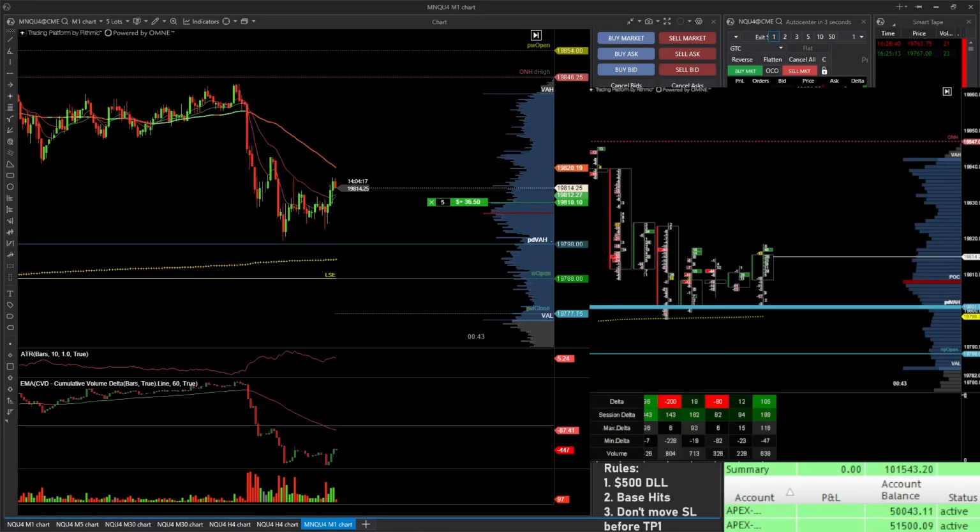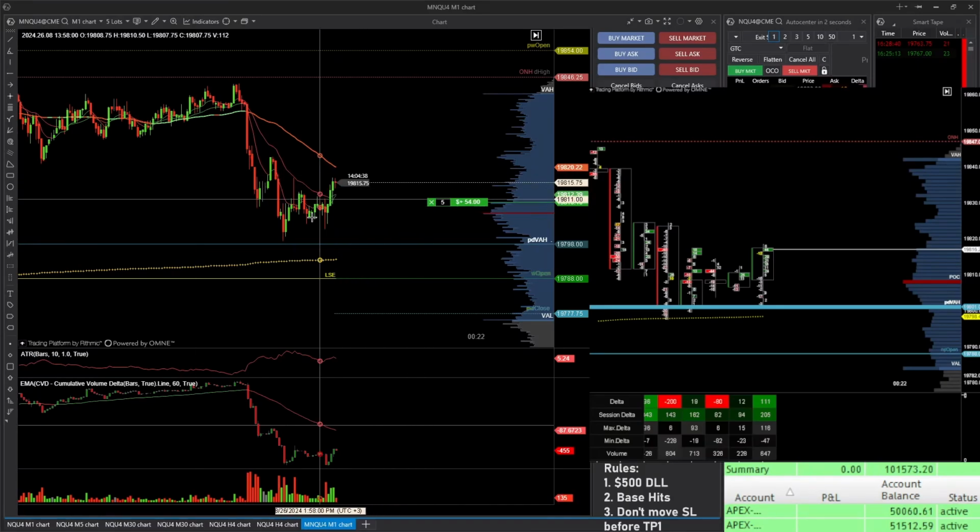But here on the 5-minute, you can see that we had 1, 2, 3, 4, 5, 1, 2, 3, 4, 5 candles of 5 minutes, so 25 minutes, not being able to breach this 19,800 level. And now we found a quick rejection here. So now I'm thinking to take profit.